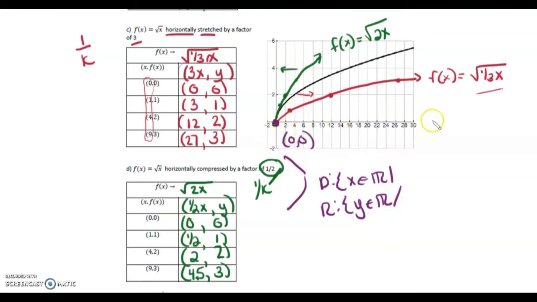There's no reflections on these, so they're going to increase to infinity in the x direction, and then they're going to increase to infinity in the y direction. So simply x is greater than or equal to 0, and then y is greater than or equal to 0.